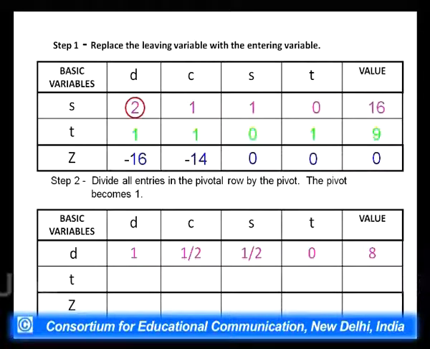And the next step, as I told, is that the value 1 in the D column against T will be brought to 0, and similarly the value minus 16 in the objective function row will be brought to 0. If we are able to make these 0, this step will be over. So just look at the slide.